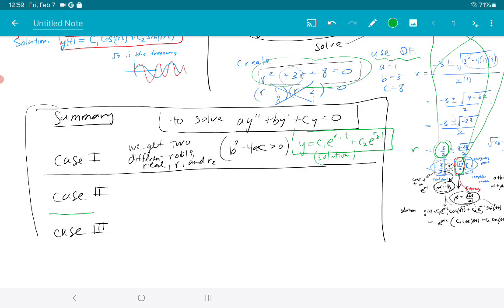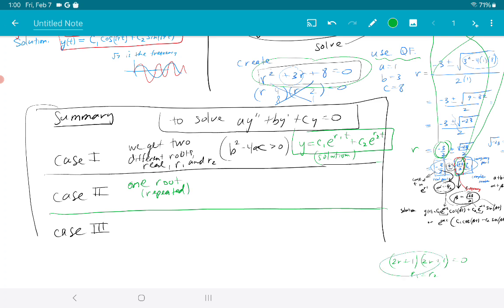All right, let's talk about the second case. I think this is another slightly different case. So instead of getting two different real roots, what if you get the same root twice? Remember, this happens sometimes. When we factor our polynomial, we might get something like 2r plus 1 and 2r plus 1 equals 0. So both roots are the same, R1 equals R2. So when that happens, we get one repeated root. It's considered a repeated root because it occurs twice in the factorization. If it's a repeated root, it'll be real automatically.